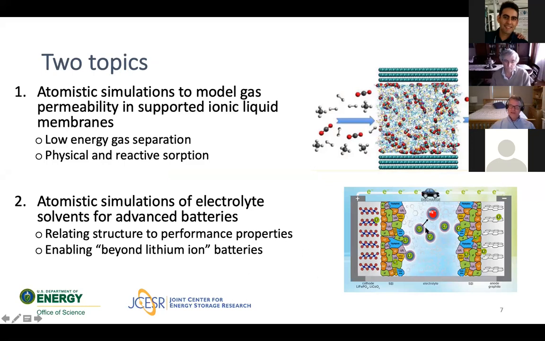And so this is just a little cartoon of a lithium-ion battery. And here we're going to focus on the electrolyte that's really key for the solvation of these different ions. Can we move beyond the conventional lithium-ion battery to do better?